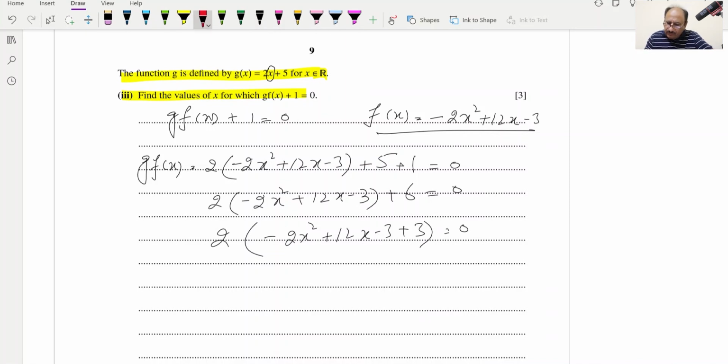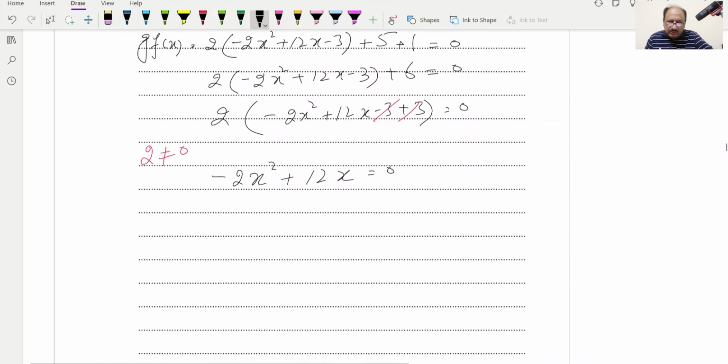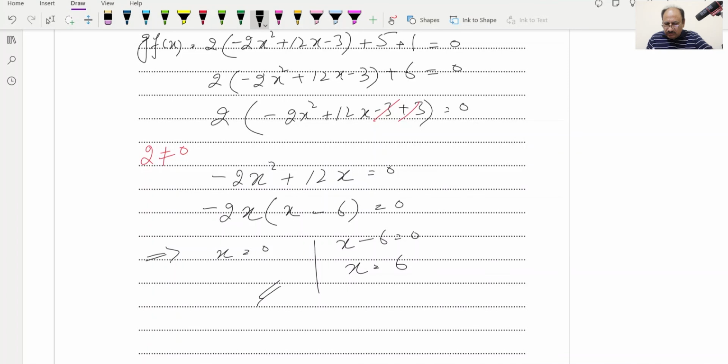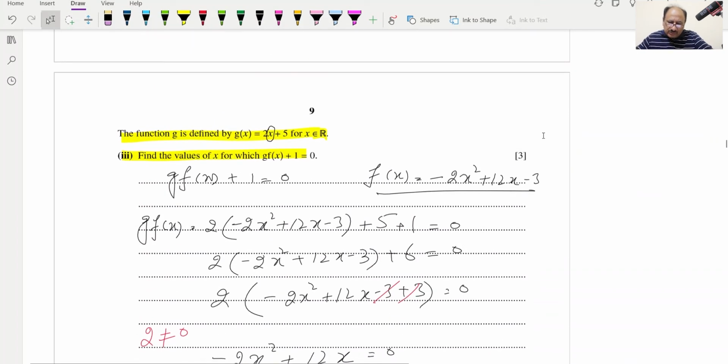Now minus 3 and plus 3 will cancel, and one more thing, we know that 2 is not equal to 0, so we will leave this one, and the remaining part minus 2x squared plus 12x is equal to 0. Now we can take minus 2 common, and x also we can take common, so it will be x, and (x minus 6) is equal to 0. So this implies x is equal to 0, or x minus 6 is equal to 0, and x is equal to 6. So these will be the two x values.